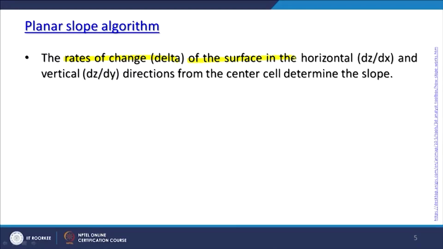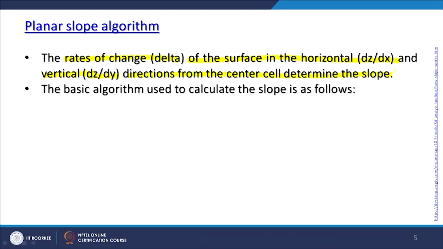Now, when we go for the planar slope algorithm, the rates of change of the surface in the horizontal direction, that is dz by dx, and in the vertical direction, dz by dy, from the center cell will determine the slope. And the basic algorithm which is used for the slope calculation is like this.